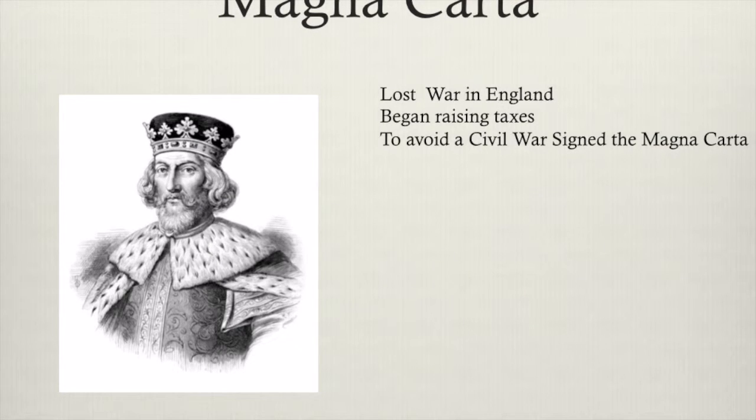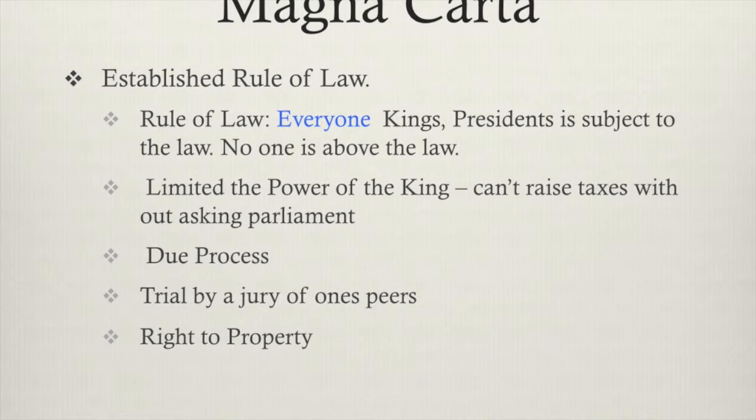The Magna Carta was signed because King James went to war. He started taxing the citizens to pay for this war. And we're going to see again and again, don't tax the citizens. They don't like it and they'll revolt. And that's what they did. And they went to King James and they said, listen, if you want to avoid a civil war, you need to sign this constitution. You need to sign the Magna Carta. So he signs it. So what's in it?